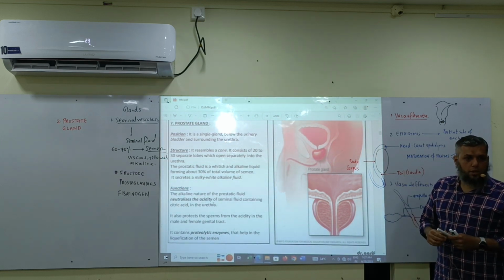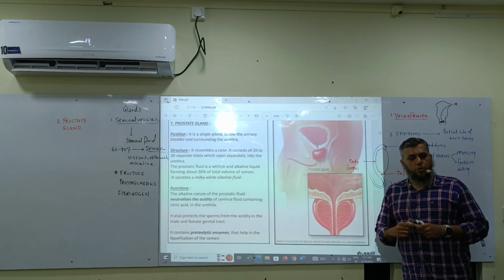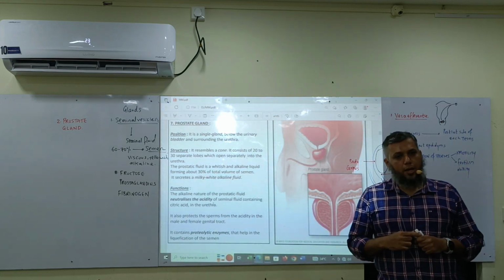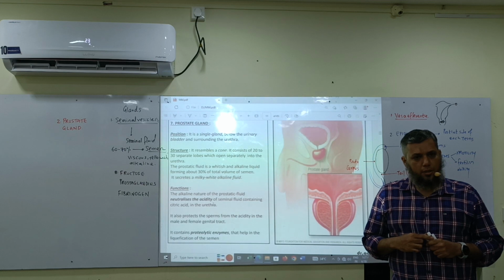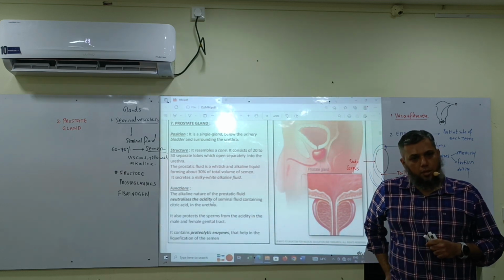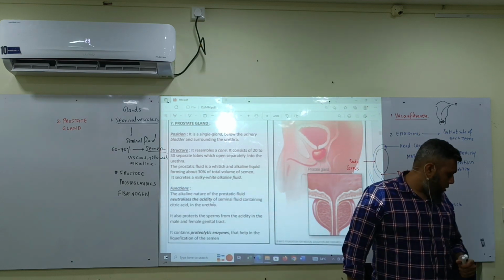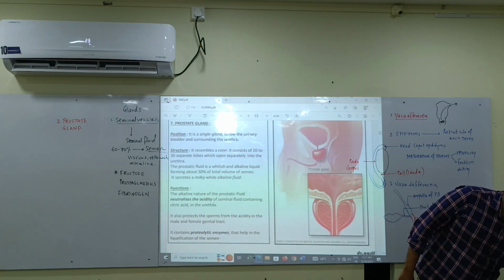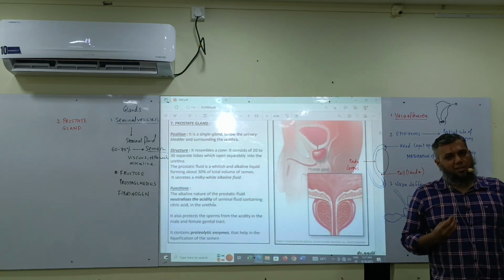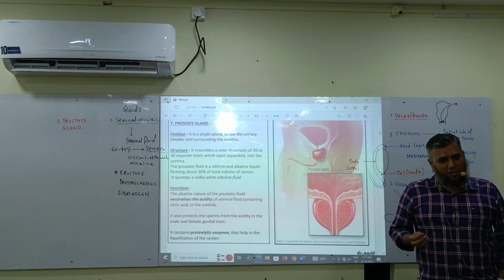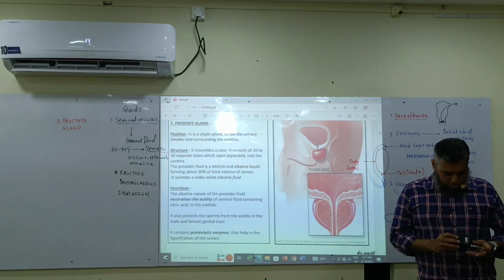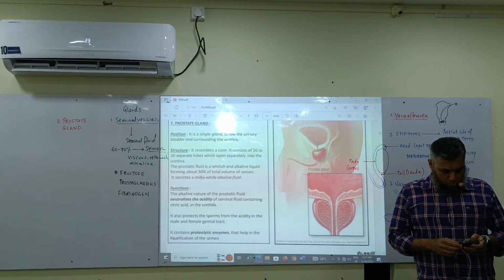What is the location? Yes, the girl behind Shruti. Tell me what is the location of the prostate gland? Below the urethra. Around the globe. Around what? Around? दो पैसे का ध्यान तो दो. बैठा था.